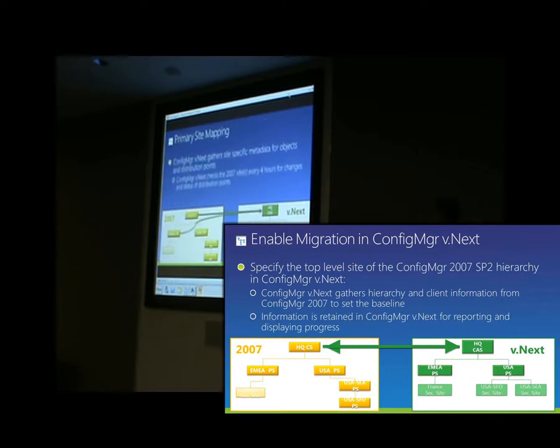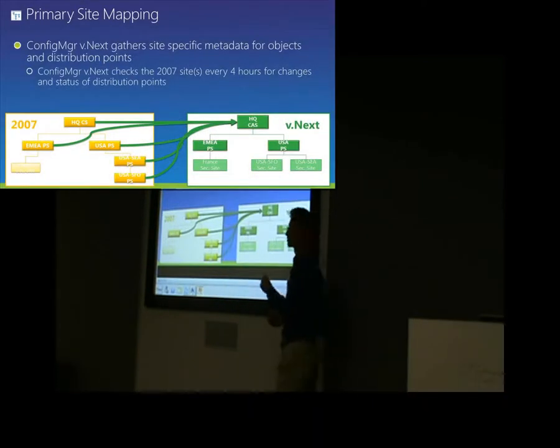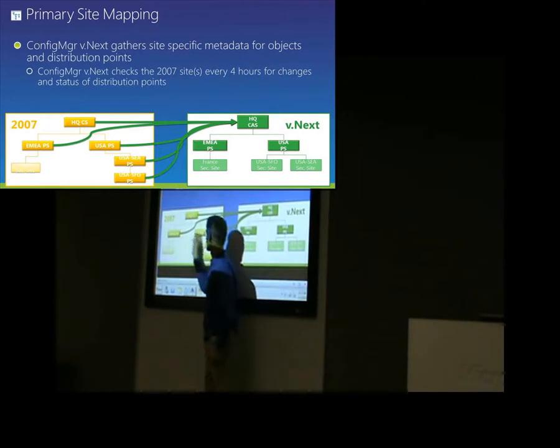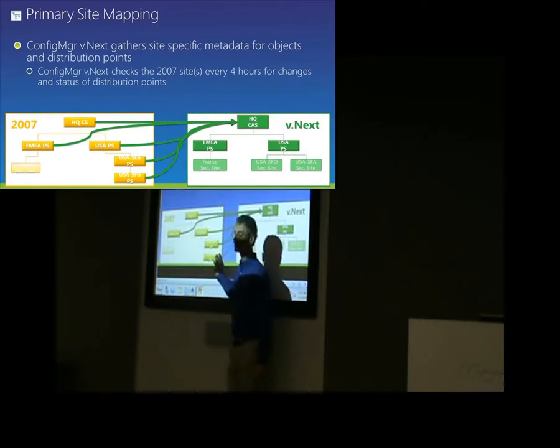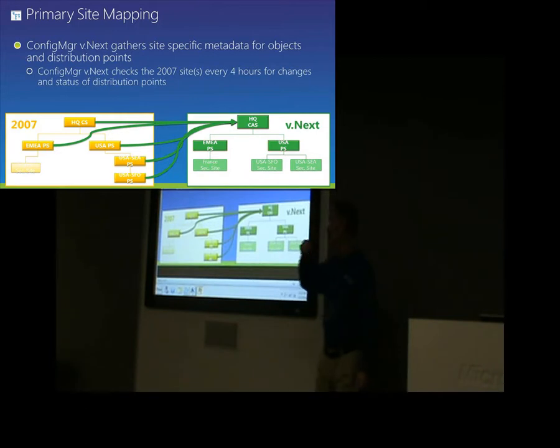Okay, then there's a whole bunch of arrows going to appear here. Then what you do is you set up mappings from your child primary sites in 2007 over to your CAS in the VNext environment. So I haven't really, we didn't do the hierarchy presentation here just because of lack of time.